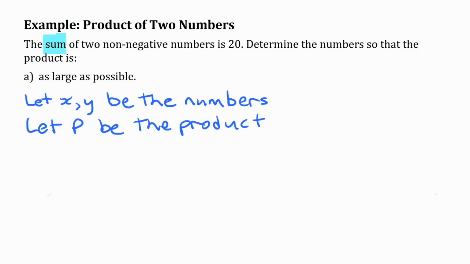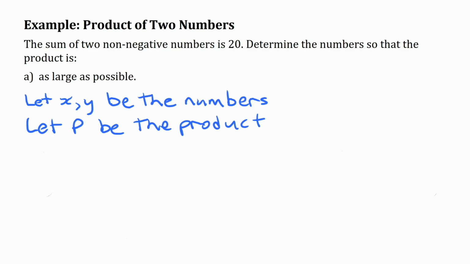It also talks about the sum, but that's not a variable in the situation because it says the sum is 20, so we don't need a variable for that. So the three variables we've got there, x, y, and p, are enough. And then we're going to try and quantify the relationships and constraints in the problem.